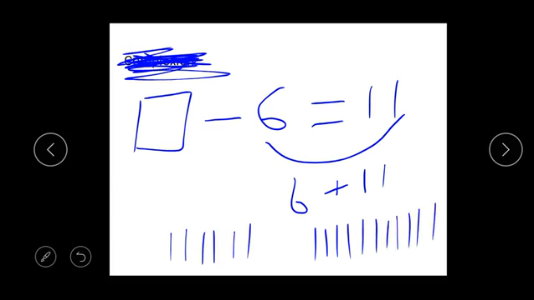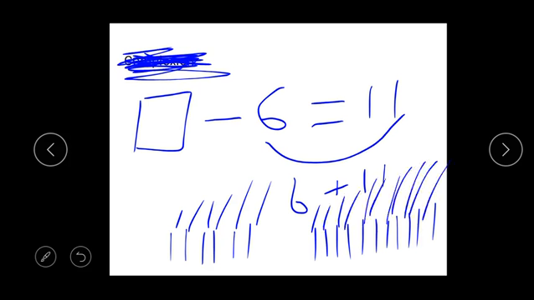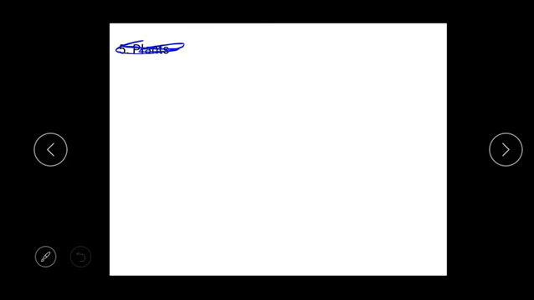So how do you get the missing number in the box? You count them together: 1, 2, 3, 4, 5, 6, 7, 8, 9, 10, 11, 12, 13, 14, 15, 16, 17. That means the answer in the box is 17. Okay, so let's look at the last question.